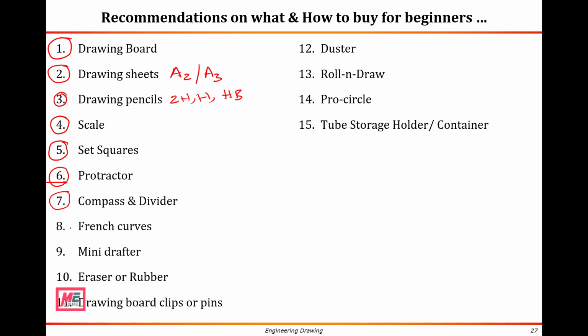Number 8. French curves. The French curves we get with the other set square, the 90-60-30 set square, are not so useful. So if we want to produce good looking smooth curves, it is a must. Number 9, mini drafter. There is no other way, we have to buy it. It is a multi-purpose device and the most widely used one.